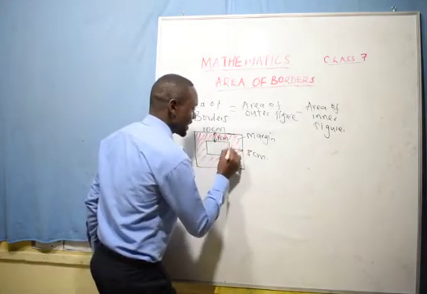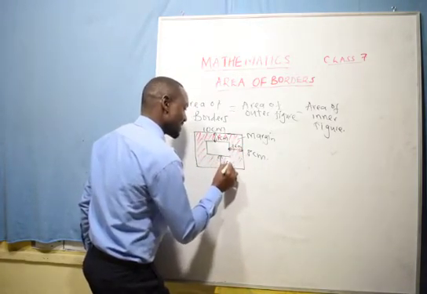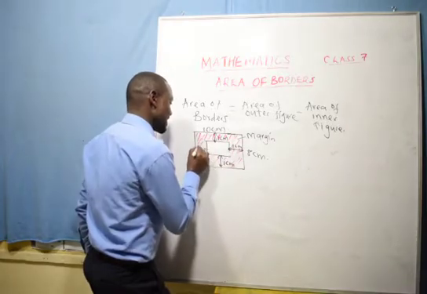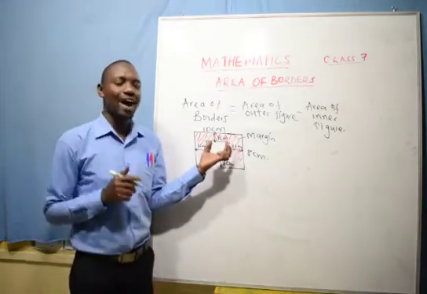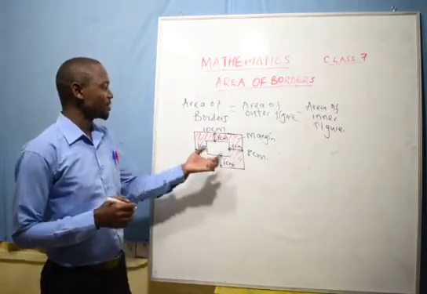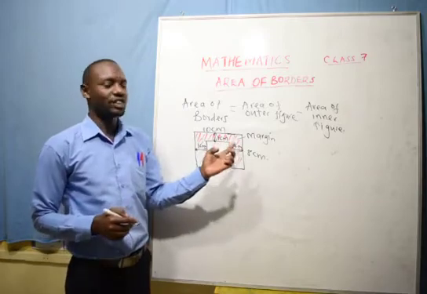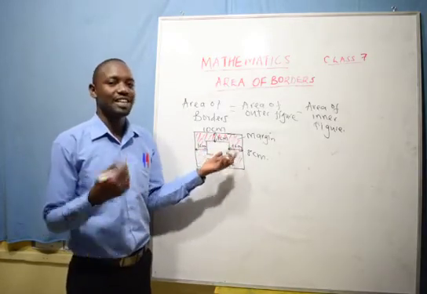The distance here is 1 centimeter. The distance here is 1 centimeter. And the distance here is 1 centimeter. So, the margin is 1 centimeter wide. That means it has a uniform margin because this side is equal to this side, is equal to this side, is equal to this side.